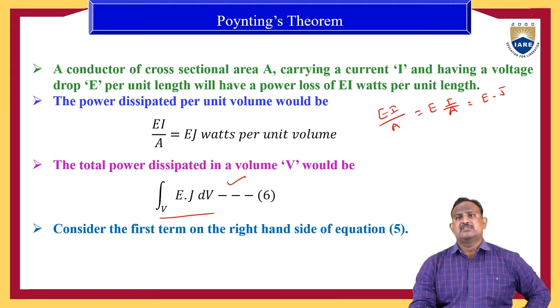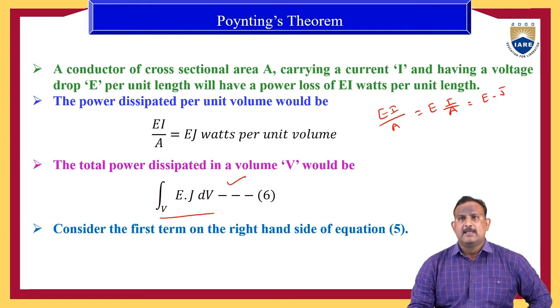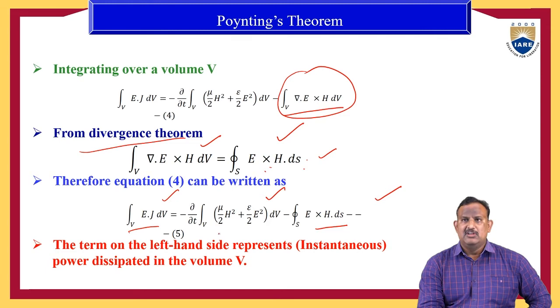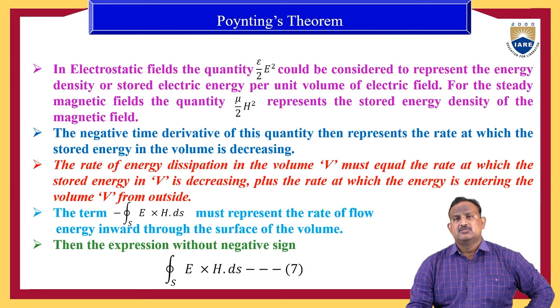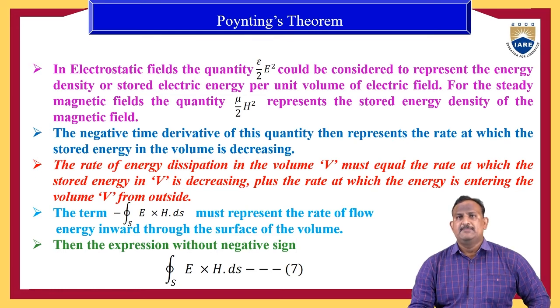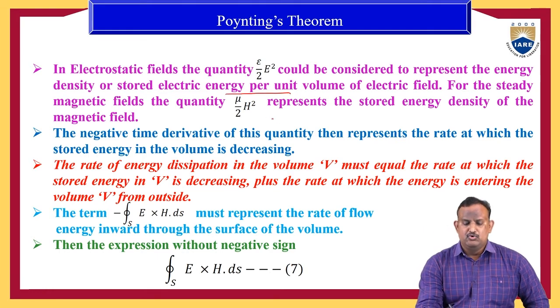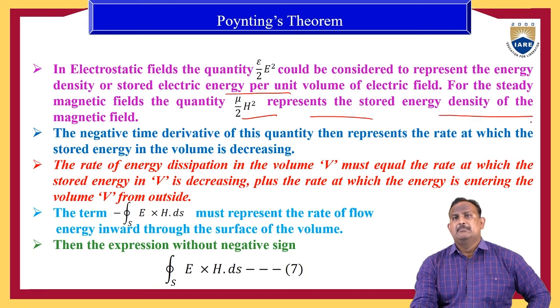Now consider the first term on the right hand side of the equation. On the right hand side we have minus del by del t of the volume integral of mu by 2 into H square plus epsilon by 2 into E square. In an electrostatic field, the quantity epsilon by 2 into E square could be considered to represent the energy density, or stored electric field energy per unit volume. Similarly, mu by 2 into H square represents the stored energy density of the magnetic field.